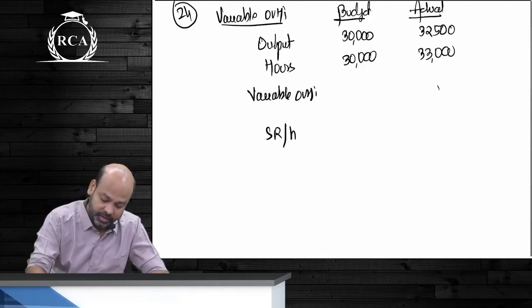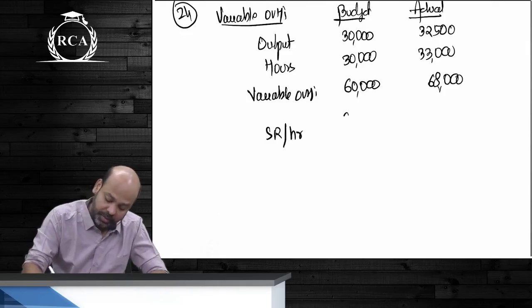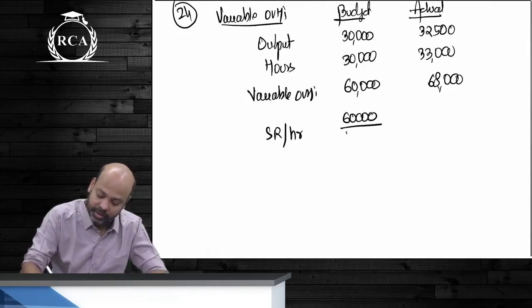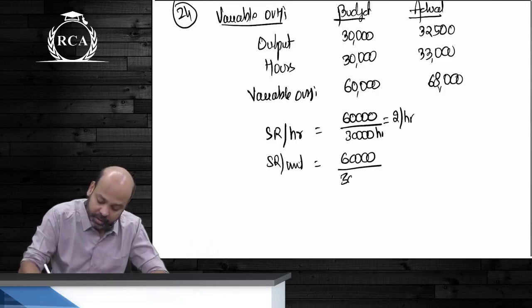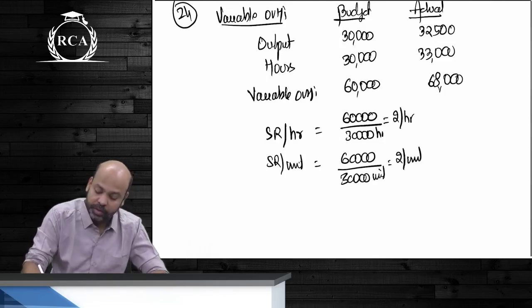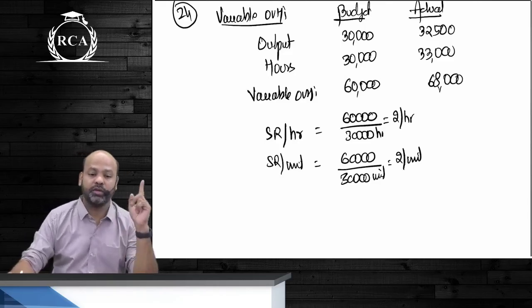I was checking, beta. Proud of you. So standard rate per hour, beta, would be 60,000 divided by what? 30,000 hours. How much will it be? 2 per hour. Or even if you compute standard rate per unit, you actually don't need it. It will still be 60,000 divided by 30,000 units. 2 rupees per unit.